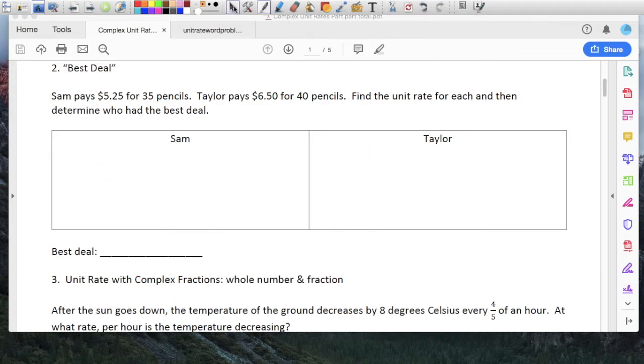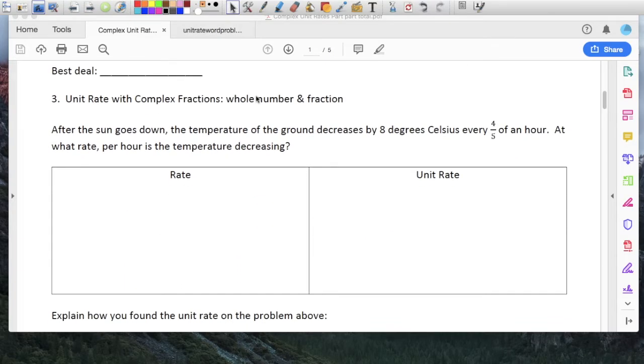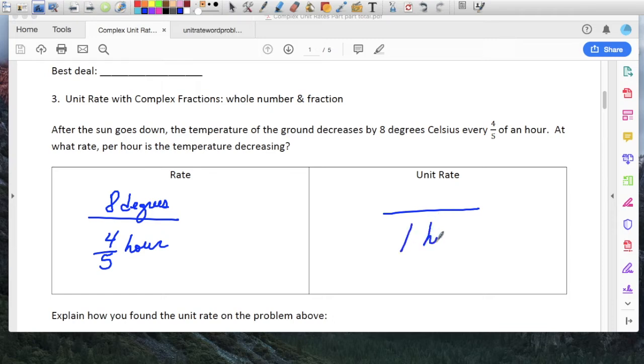Now we're moving on to what you, I believe, did today. So we're talking about 8 degrees every 4/5 of an hour. How much is the rate per hour? So here's our ratio that we have. So we can write 8 degrees in 4/5 of an hour, right? So if you want to change that to your unit rate, it's going to be 1 hour, right? Because we're comparing it to 1 unit.